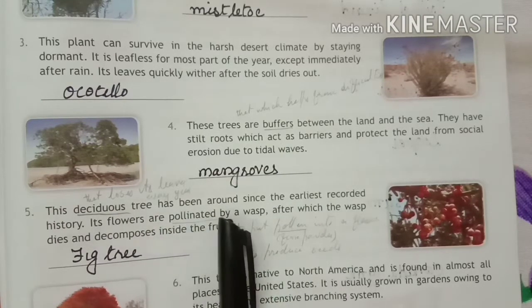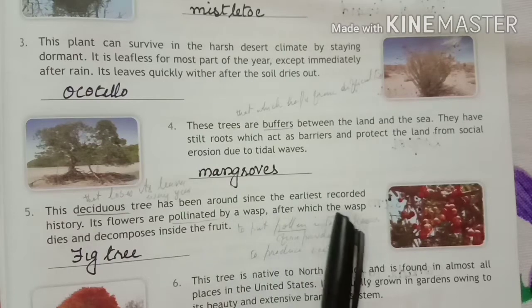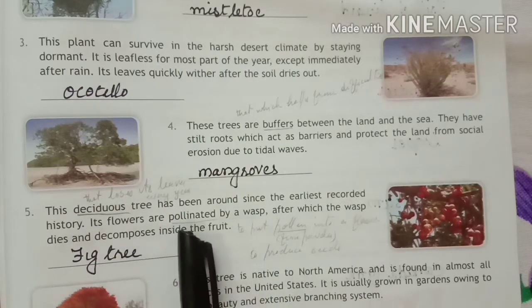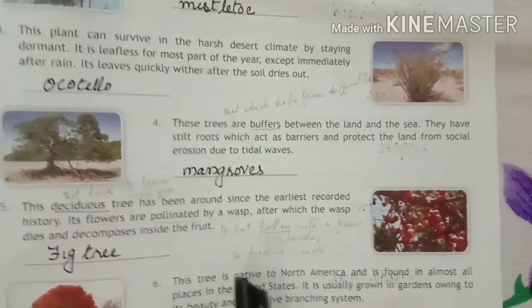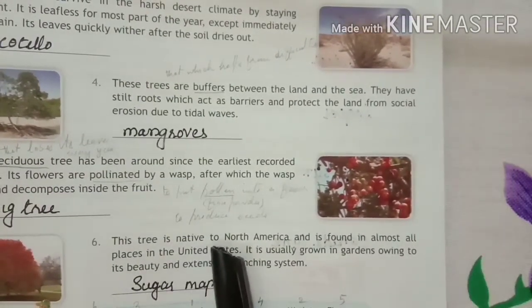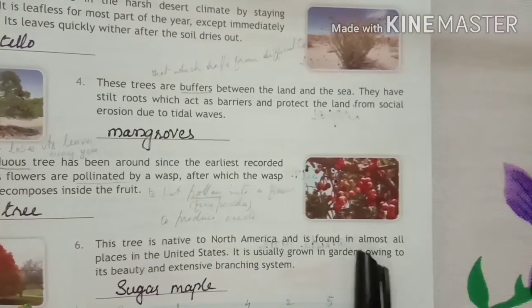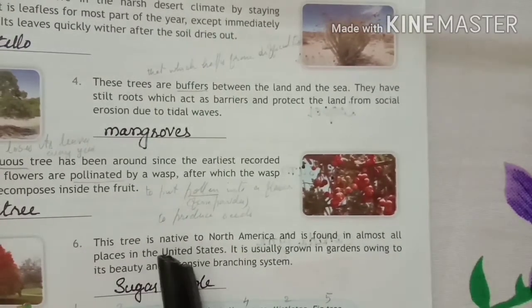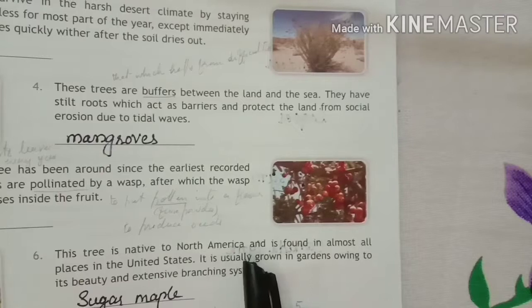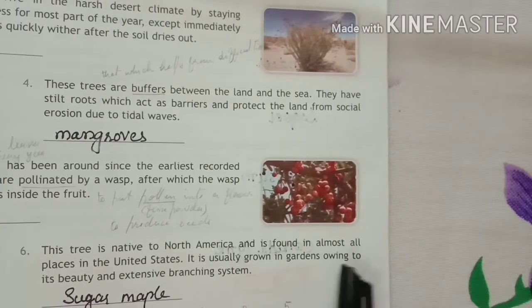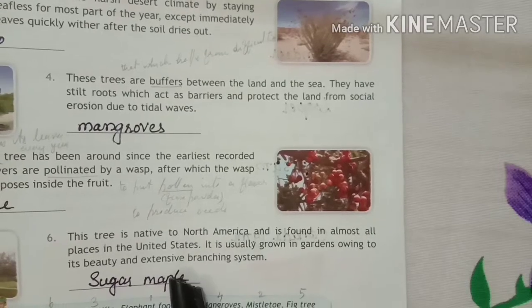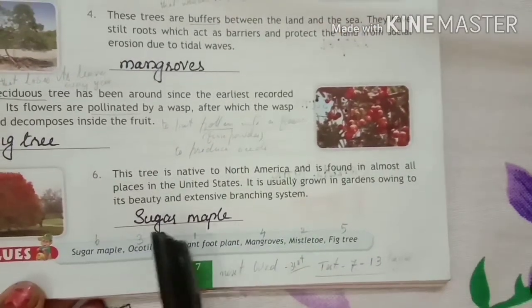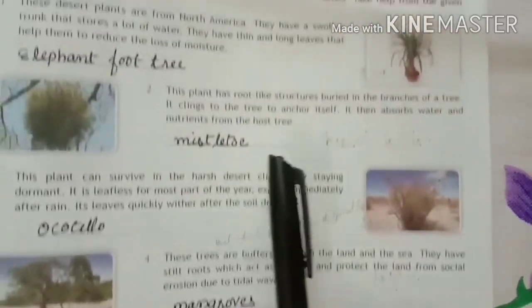This deciduous tree has been around since the earliest recorded history. Its flowers are pollinated by a wasp, after which the wasp dies and decomposes inside the fruit. Fig tree. This tree is native to North America and is found in almost all places in the United States. It is usually grown in gardens owing to its beauty and extensive branching system. Sugar maple. Clear, children? Checked.